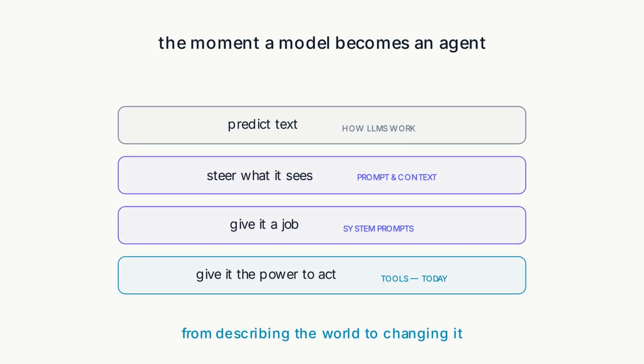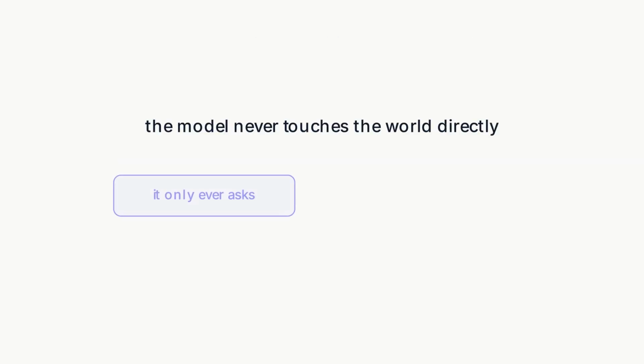In my video on how LLMs work, we saw a model that does one thing: predict the next piece of text. With prompt and context engineering, we learned to steer what it sees. With instructions, we gave it a job and a personality. And now, with tools, we've given it the ability to act. That is the whole leap from a clever machine that describes the world to one that reaches out and changes it. And if you remember one thing, make it this.